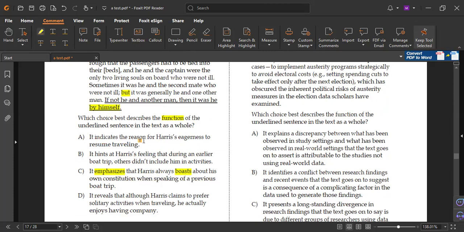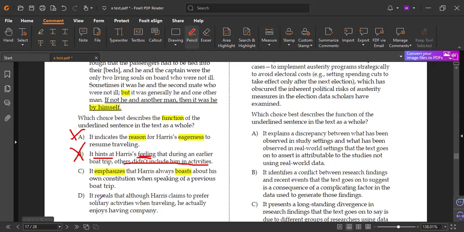Let's find, do we have a reason for eagerness? No. So A is wrong. If I don't know the answer, I find all the reasons. Does it hint at or refer to a feeling that the others didn't include him in activities? This part is not mentioned at all, and we don't have any feelings. So all of it is wrong.